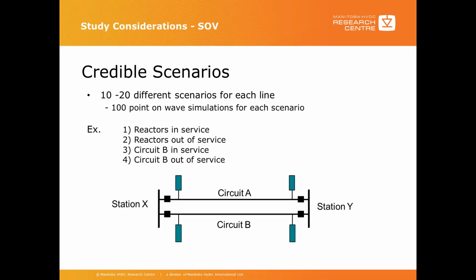In this slide, we see an example of setting up various scenarios for switching studies. If the line is a double circuit line between station X and Y with the line reactors connected, we have multiple scenarios. For example, we can have reactors in service, out of service, circuit B out of service, circuit B in service, switching from station X, station Y open, or vice versa.